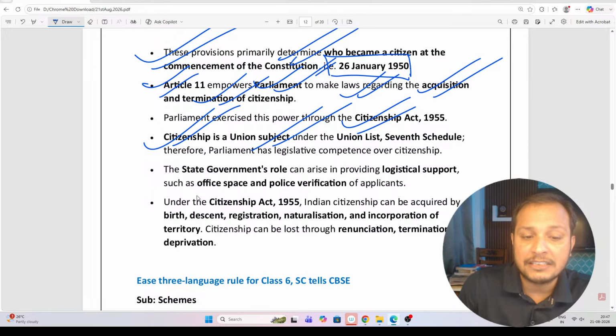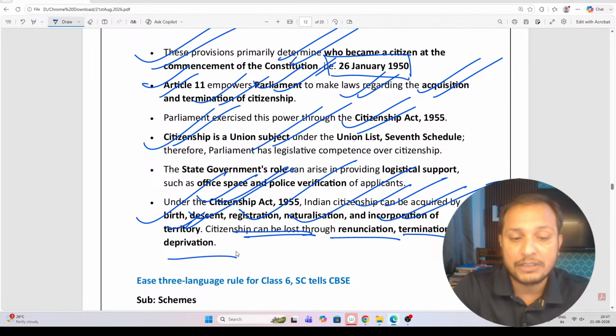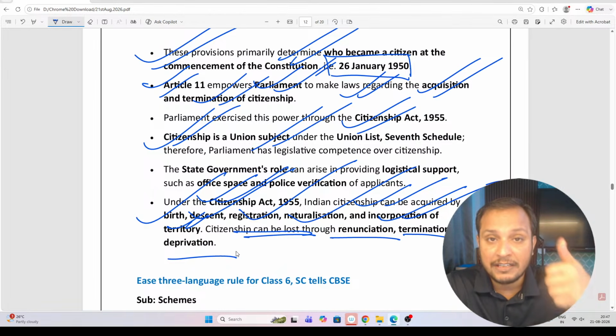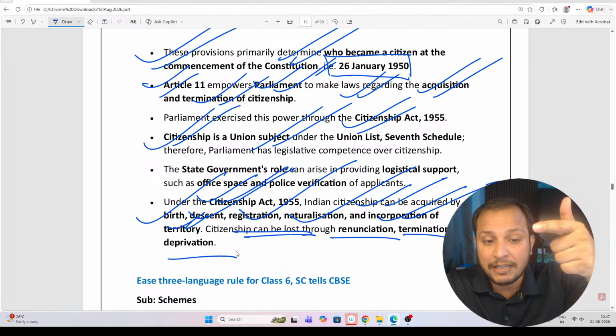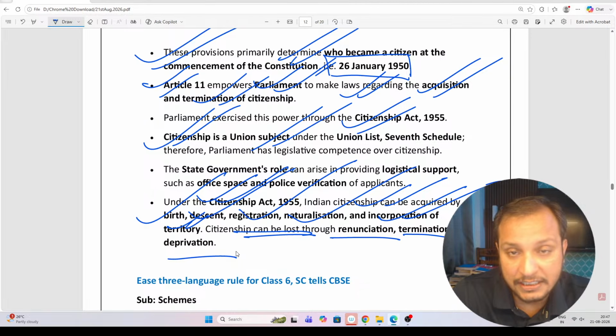Guys, under the Citizenship Act, citizenship can be acquired through birth, through descent, through registration, through naturalization, and through incorporation of territory. Citizenship can be given up through renunciation, termination, and deprivation. There are 5 ways in which we can acquire citizenship: by birth, by descent, by registration, by naturalization, and last, incorporation of territory. How do you lose citizenship? Through renunciation, through termination, through deprivation.